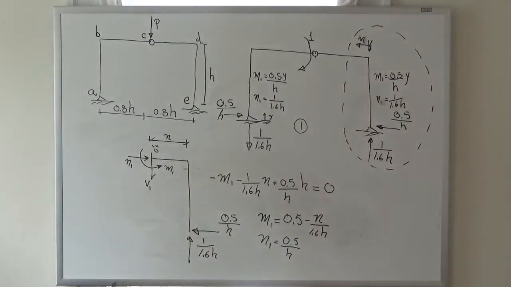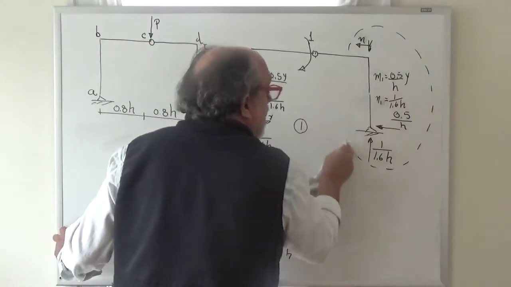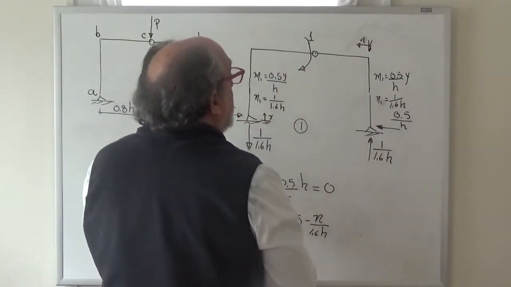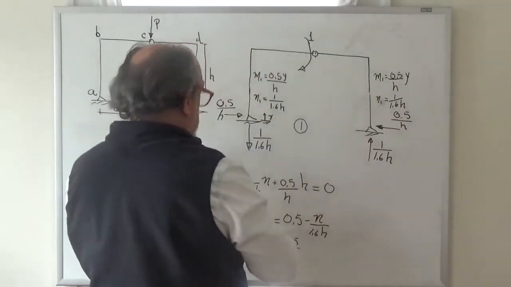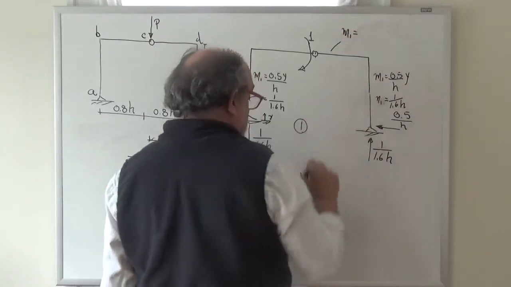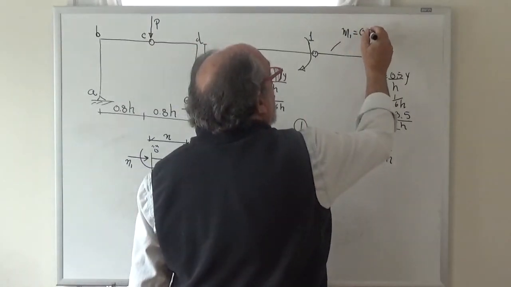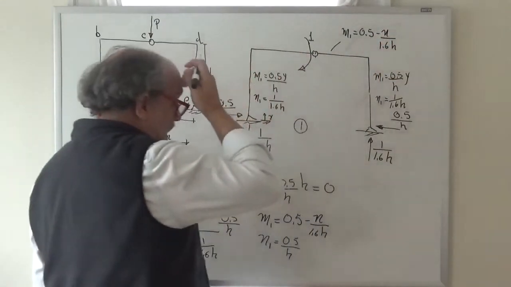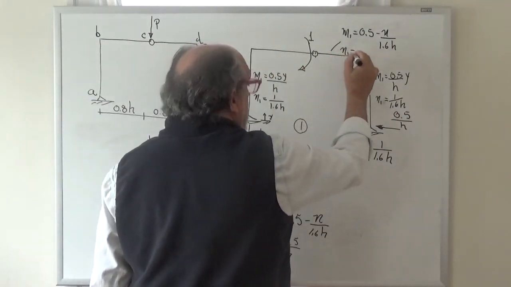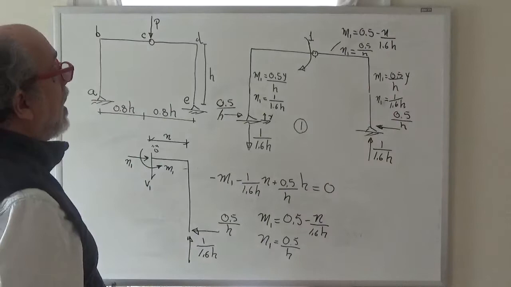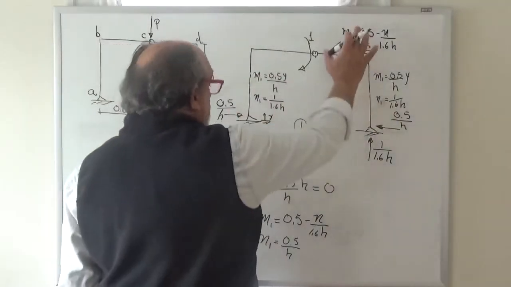So we have the M1 and the N1, at which point I come here, I erase this bubble to unclutter the drawing as much as possible, and I write that over this bar we have M1 equals 0.5 minus n over 1.6h, and that I have N1 equals 0.5 over h. Okay? So we are done with 3 out of 4.